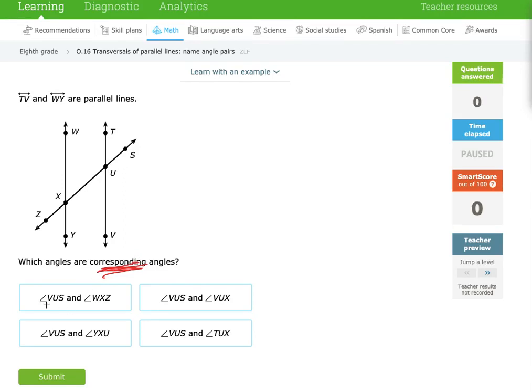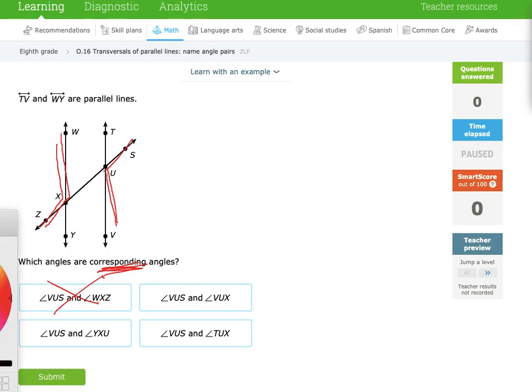So let's try angle VUS, this one here. Not drawing straight lines, but there you go. Angle VUS and WXZ. Are they corresponding? No. If you kind of slant your head a little, one's on the left and one's on the right, so they're already no good.